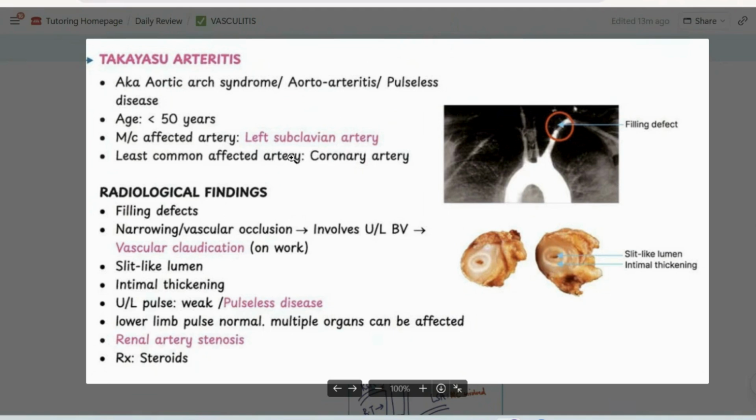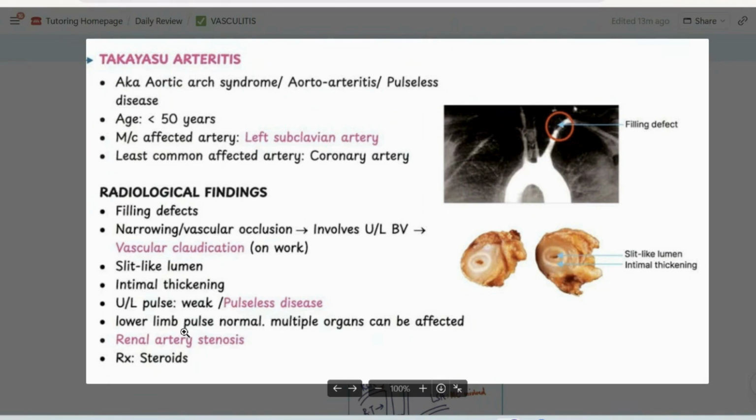One of the most commonly affected is the left subclavian; least commonly affected is the coronary artery, which is a good thing. We don't want the heart involved, okay? Radiologic findings, you see filling defects, narrow vascular occlusion, involving unilateral blood vessels, vascular collocation. So we've gone over most of this.